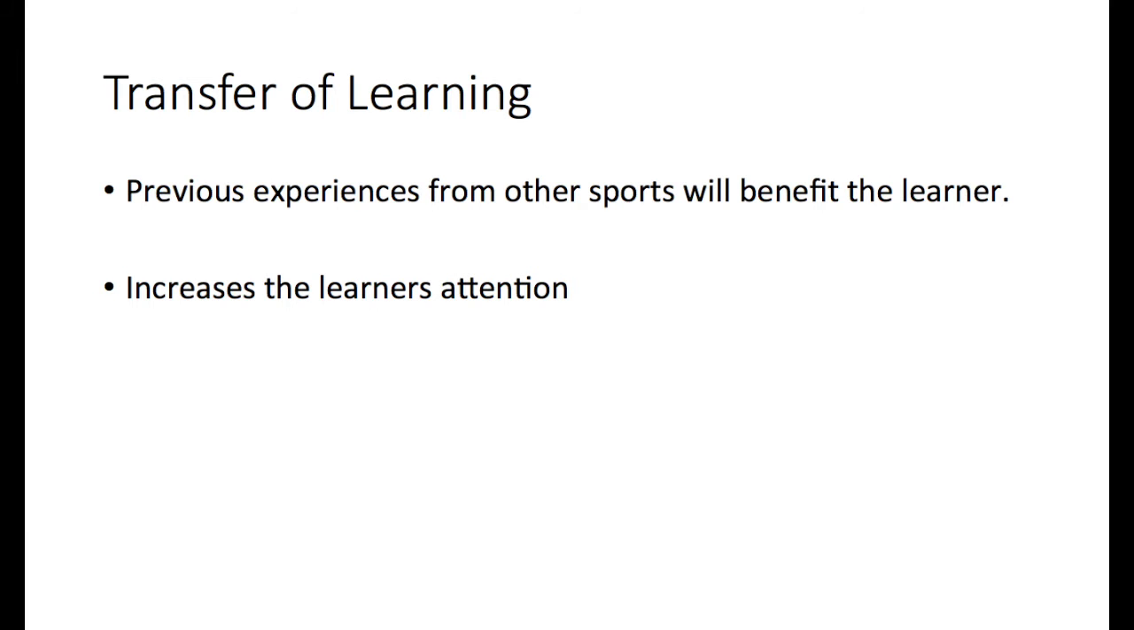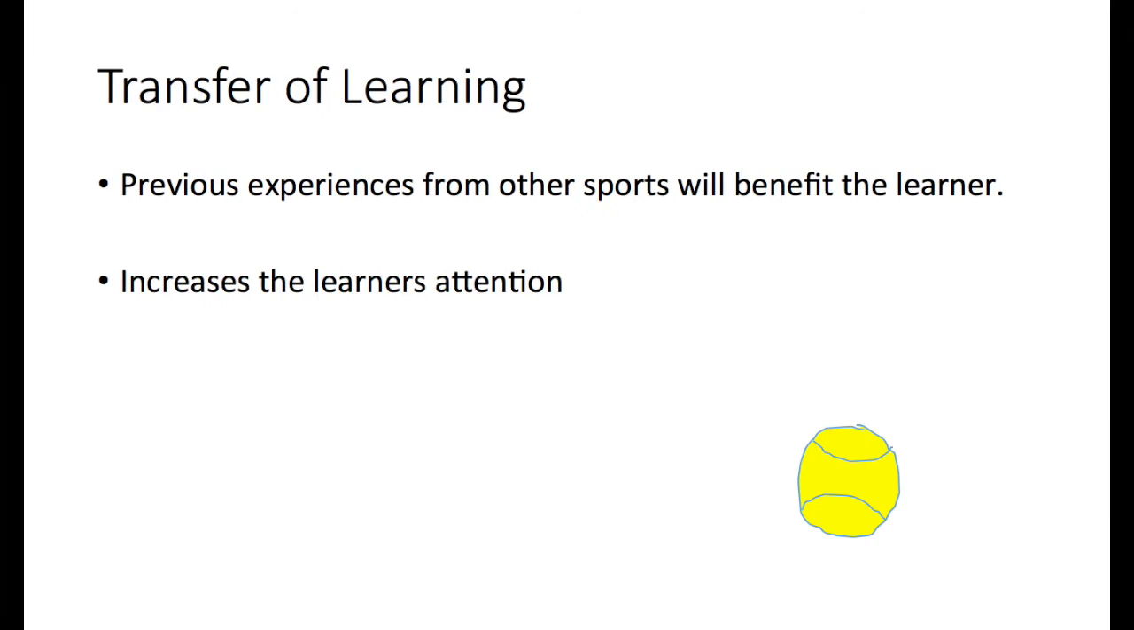Transfer learning refers to previous experiences from other sports that could benefit the learner. For example, if the learner has experience with rugby, we could start with kicking a rugby ball to familiarise the learner with the skill, as well as getting them to kick a tennis ball. This could then increase their attention towards the training.